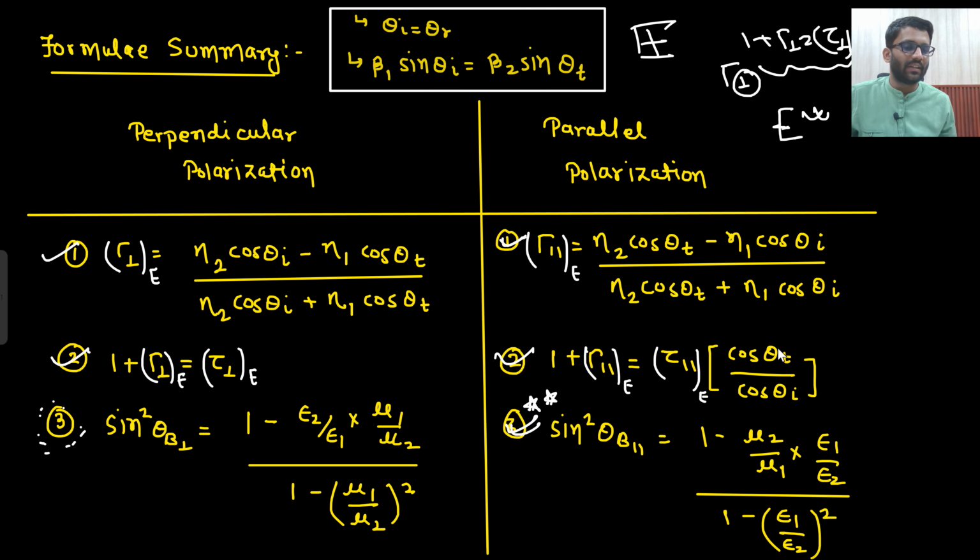And how would you remember that theta t would come upward? You will remember it from tau. Tau is related with transmission coefficient. So transmission, the angle is theta t. This is how you will remember.